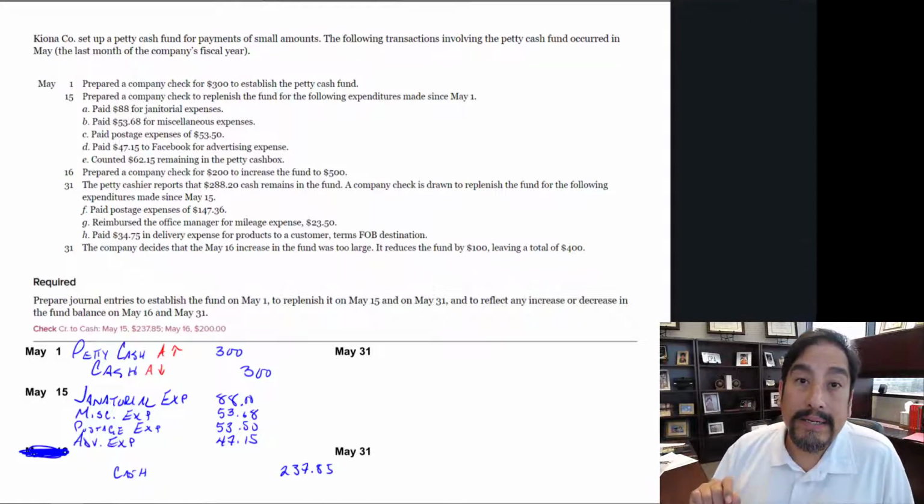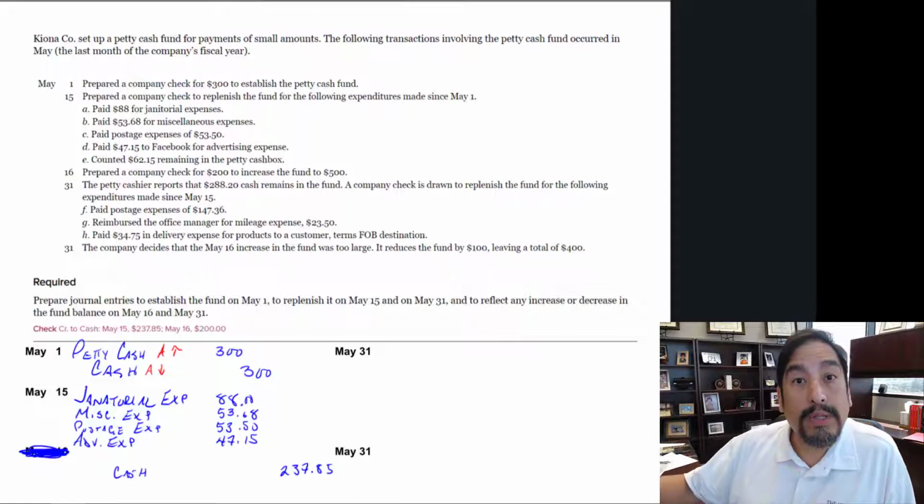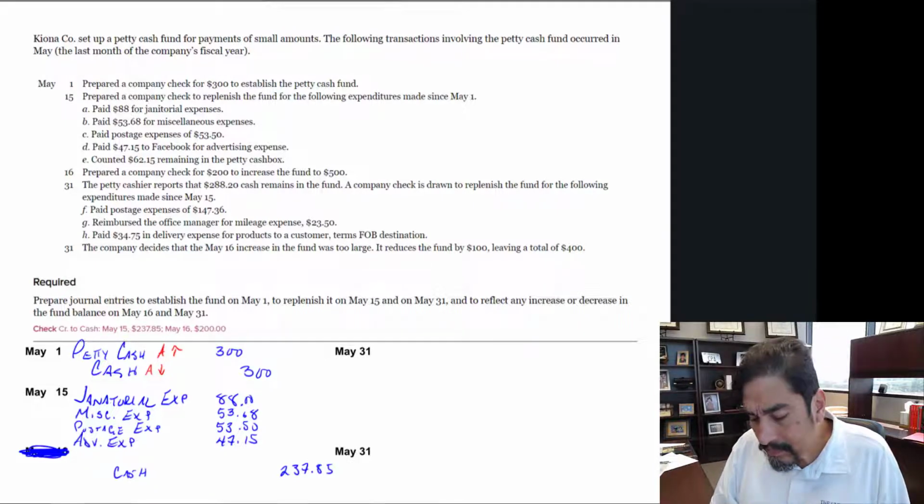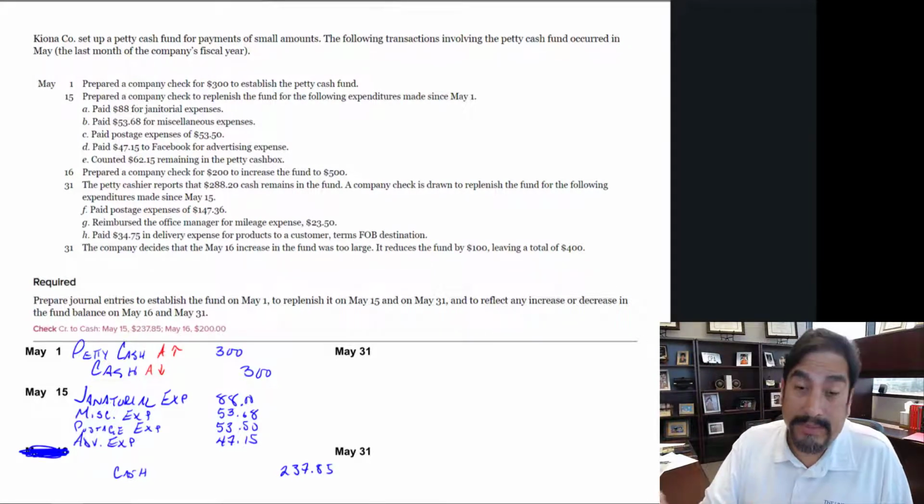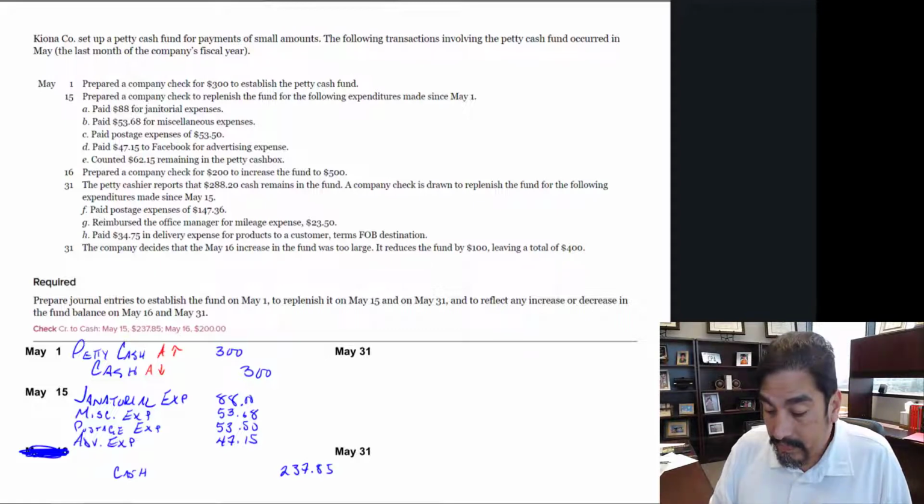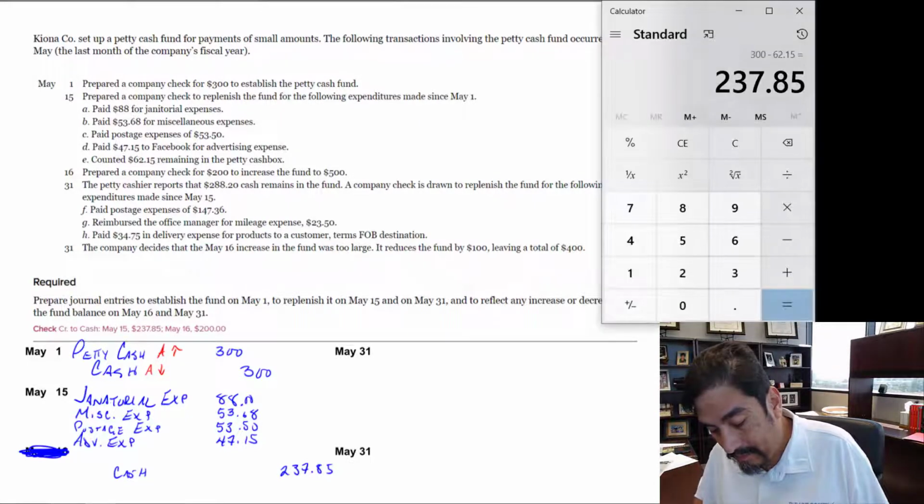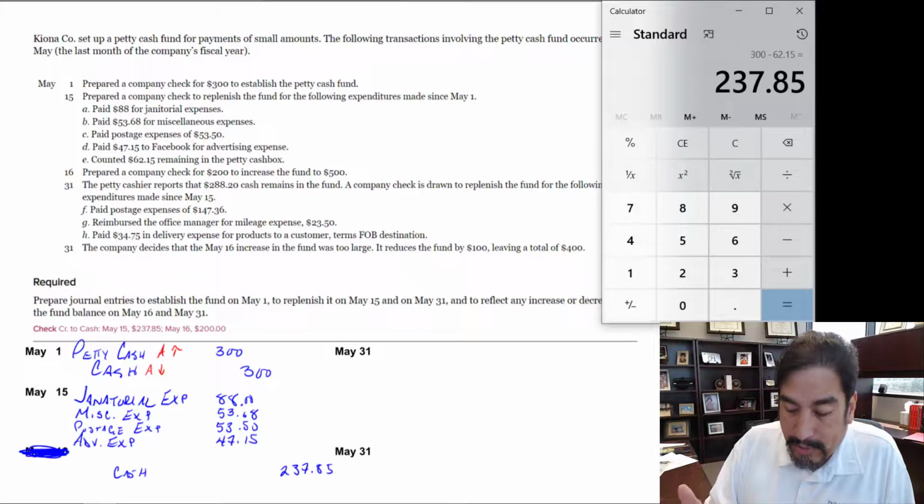It's a credit to the cash account because I'm pulling money out of the company's bank account, our cash account, to put it into the petty cash box. That's why this is a credit to cash, $237.85. Now, I also know, because I did that quick calculation, that there's an over in the petty cash box. But if I hadn't done that, this would be my next step.